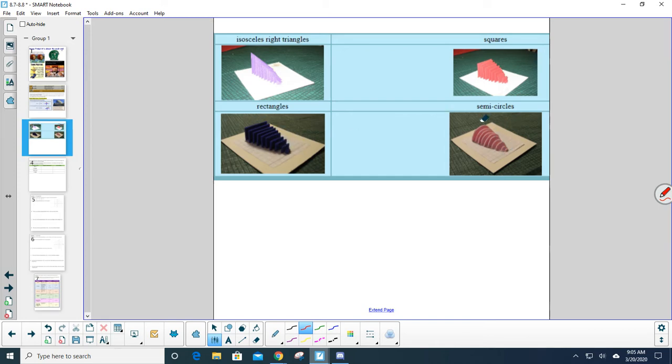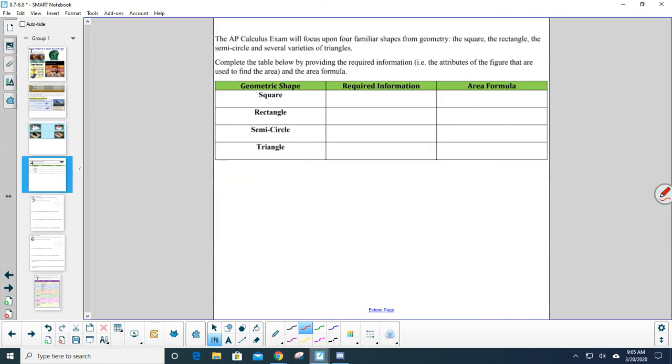These are semicircles over here. Just add them all up. Up here you got squares. These are isosceles right triangles. So this is kind of what we're doing, a visual representation of what we're doing here. So there's a few shapes we need to know. We need to know the square, the rectangle, the semicircle, and some different triangles. We need to know equilateral triangle. We need to know right triangle, isosceles triangle.